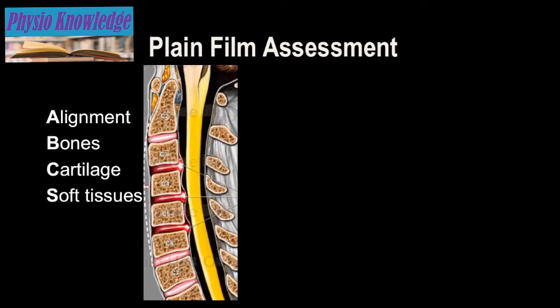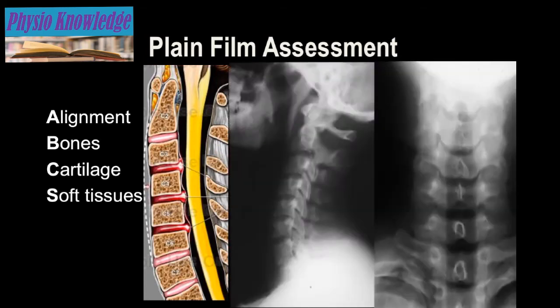The plain film assessment is the classic ABCs, which stands for alignment, bones, cartilage, and soft tissues. The alignment we'll review later, but we're really talking about four main lines that we draw around the spine. We have the bones, so we want to make sure all the bones are intact. Then we can assess the cartilage and the soft tissue as allowed by indirect signs from our plain film, because these are not really well seen on plain film assessment.